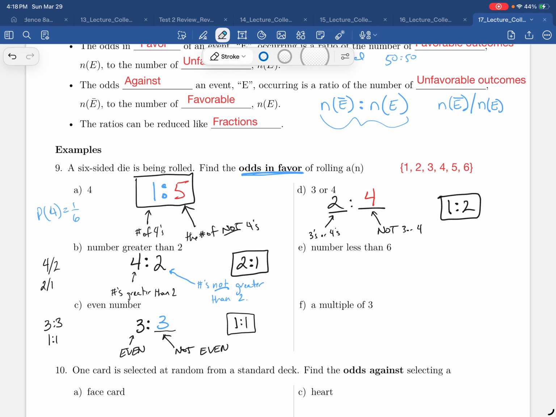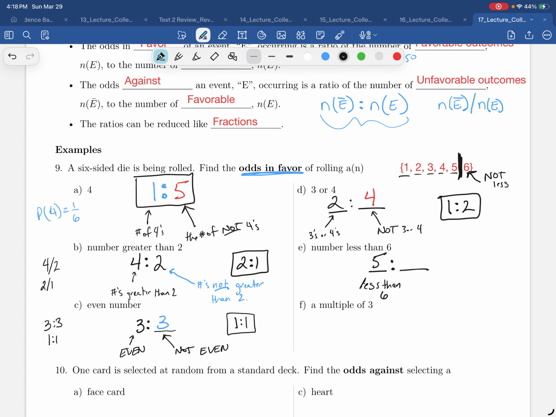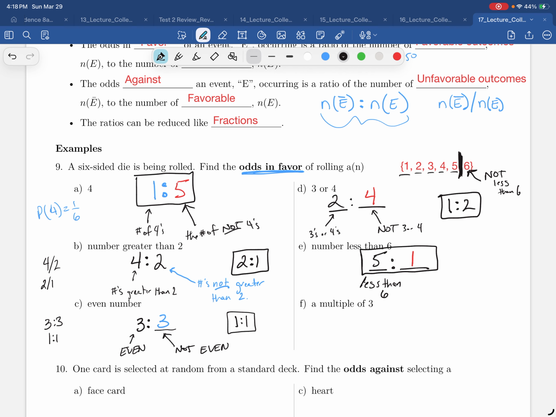Next, we have a number less than 6. So here's the 6s. So when we go to do that, the number less than 6, that comes first. There's 1, 2, 3, 4, 5 of those. And then over here, this is not less than 6. And notice there's just 1 of those. So 5 to 1, and that won't reduce at all. We're done at 5 to 1. The last one is a multiple of 3.